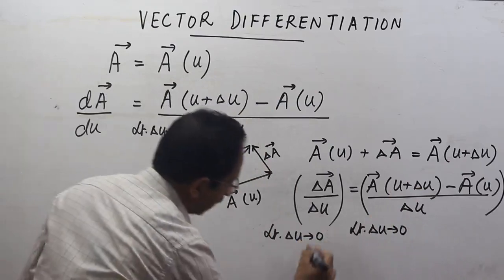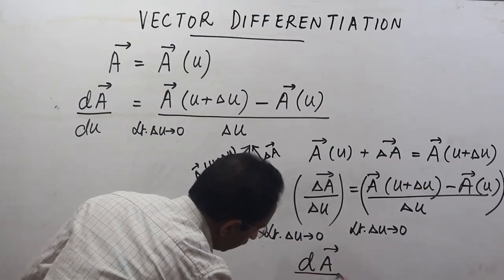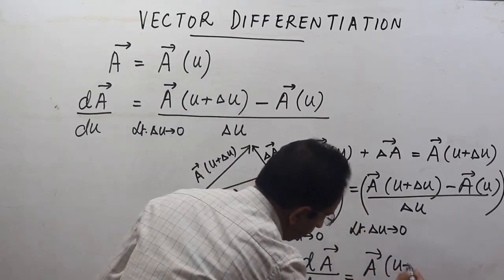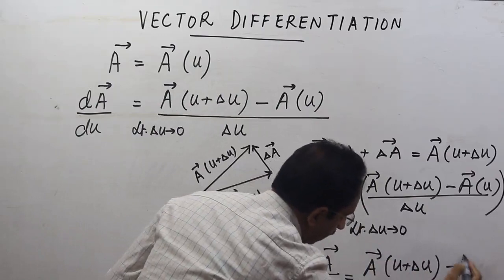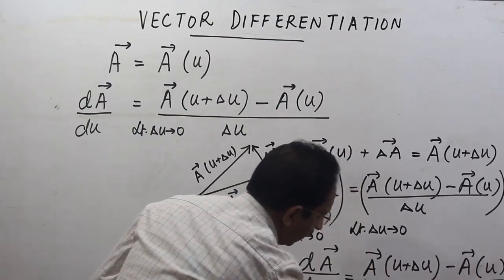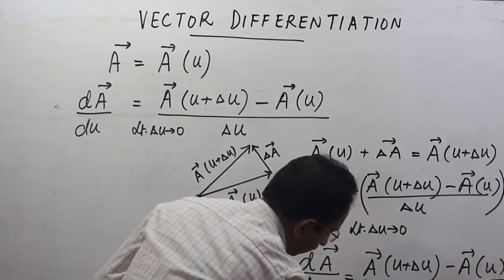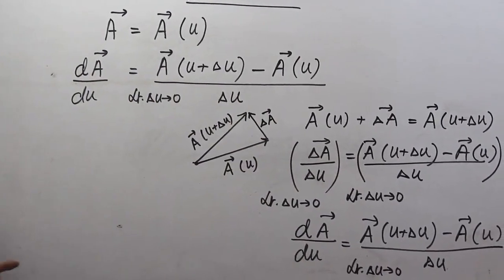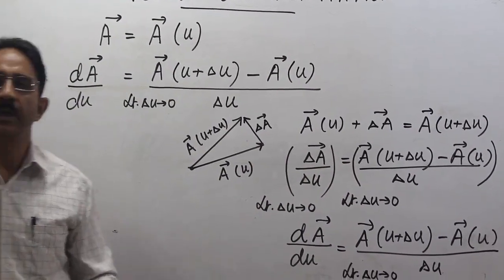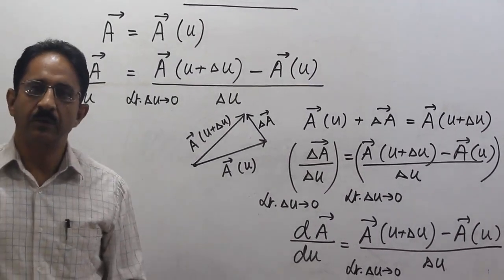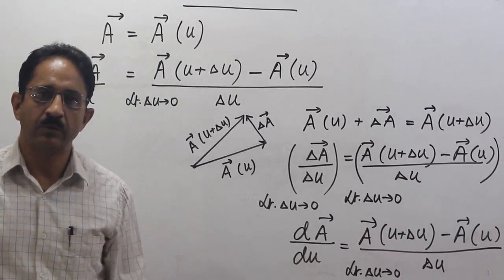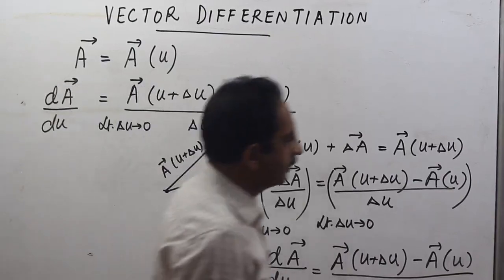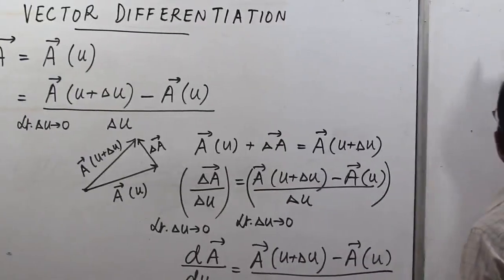So that way this becomes the derivative of A with respect to U equal to the function A of U plus delta U minus A of U divided by delta U, and limit delta U tends to 0. So in this, the triangle law that we invoked becomes an essential property of vectors which we have utilized in this case. So starting from the first derivative, we can find higher derivatives also in the same manner.